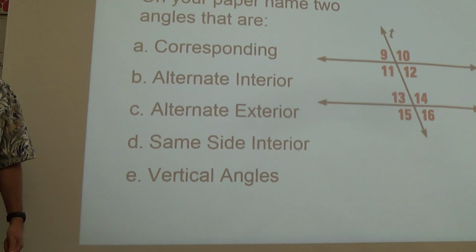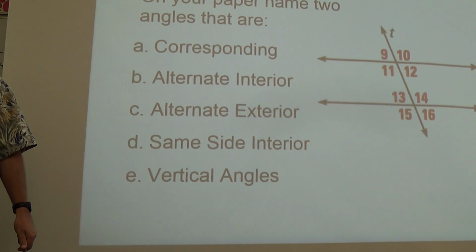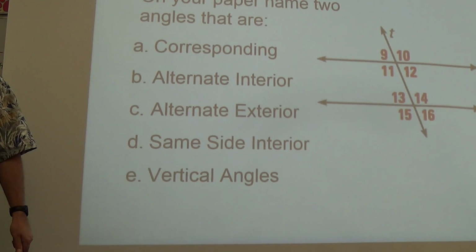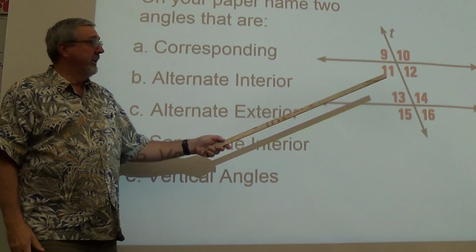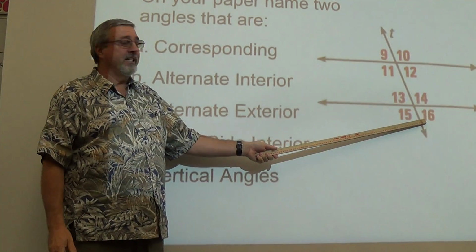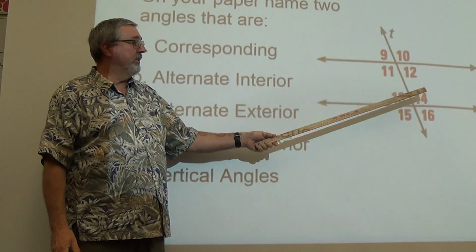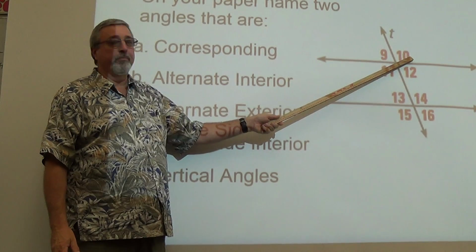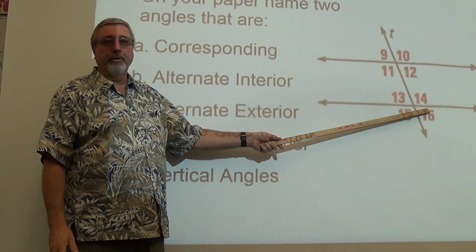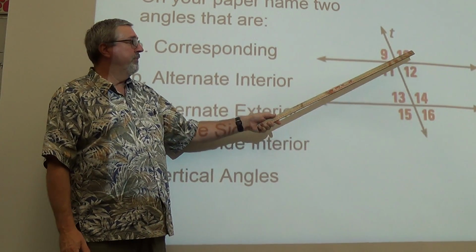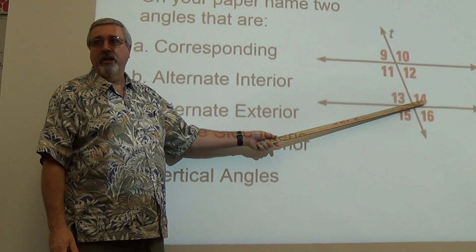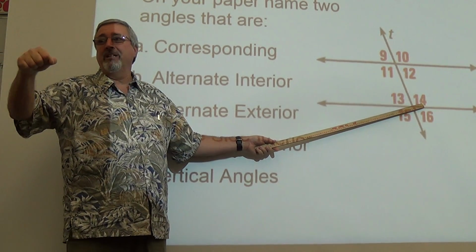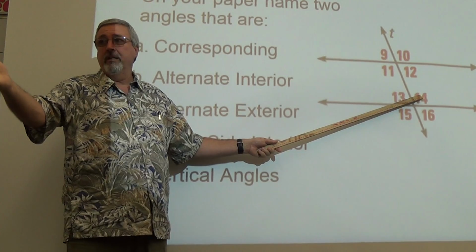And again, corresponding, if you think about the words, right, they correspond to the same location but on the other line. So initially, you gave me 10 and 16, and they are on opposite lines, but they're not in the same place, right? If you notice, this 10 is above the line, and the 16 is below this line. So it would be 10 and 14, right? Same place. Corresponding, they correspond to the same place, but on a different line.